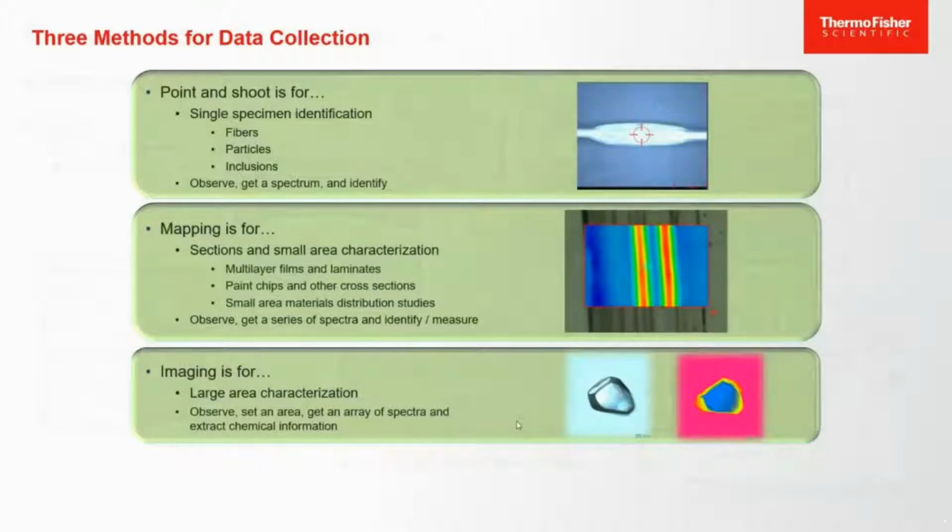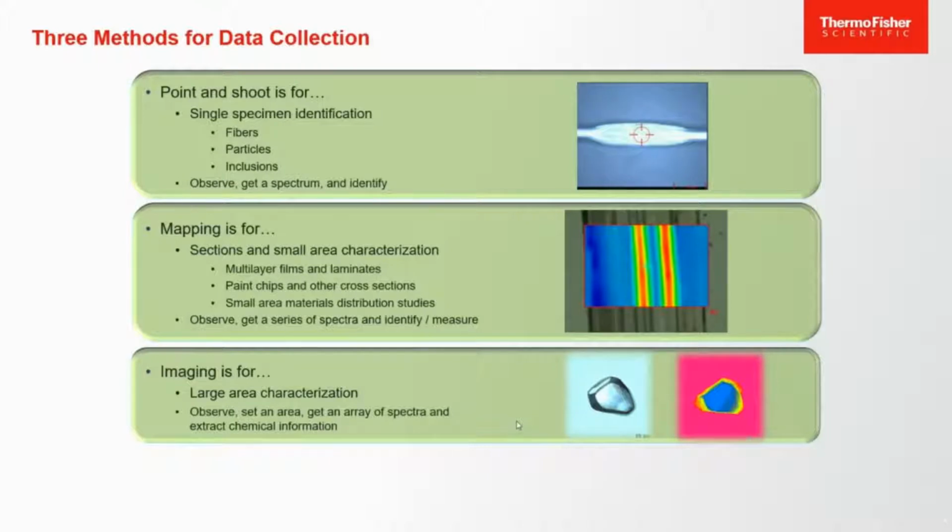And then finally, imaging, which is done when you're looking at an entire sample and you want to characterize maybe the distribution of an ingredient in it. What's shown there is a diamond, and we were analyzing the defects in the diamond. That was actually done by Raman spectroscopy. And the point there is to get an array of spectra and extract chemical information.